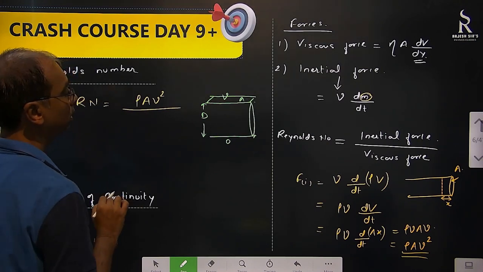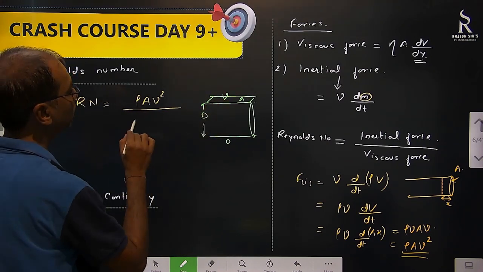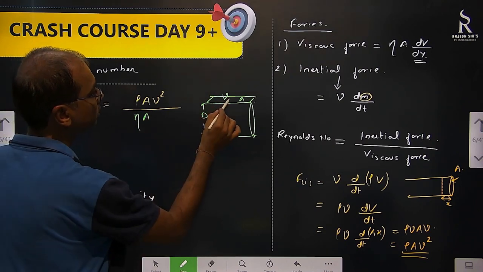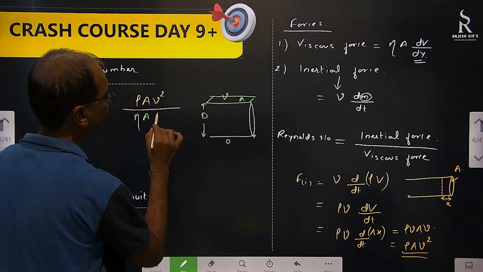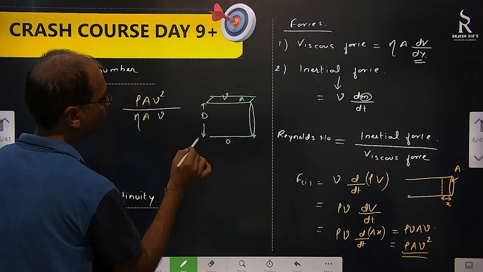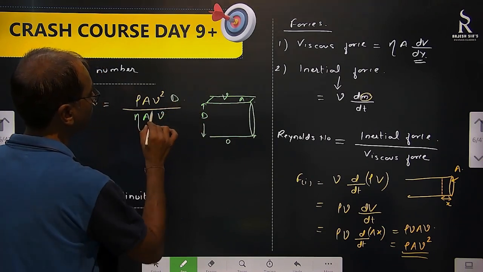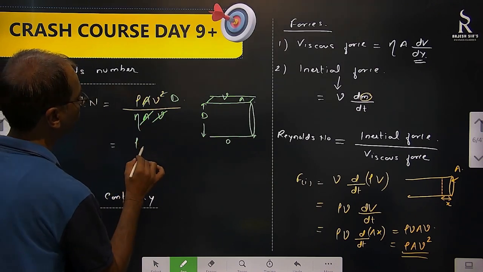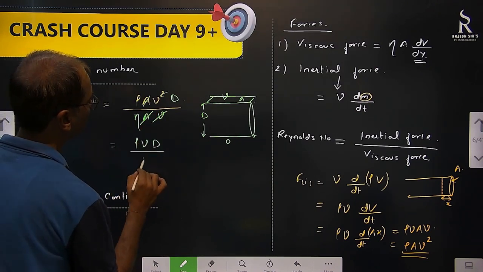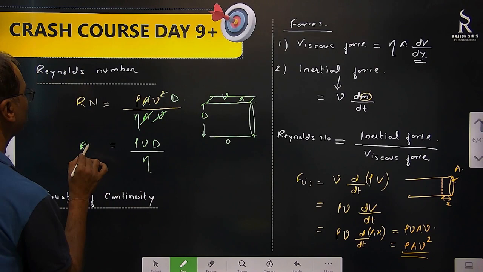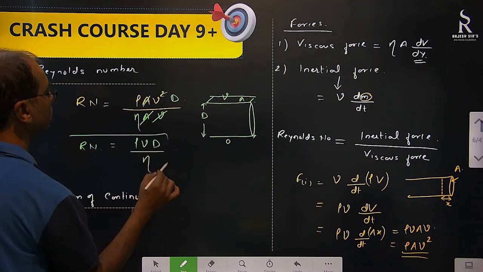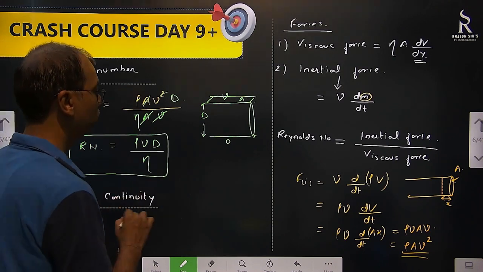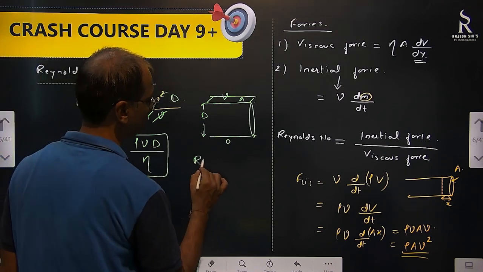Then into eta A dV by dy. Now dV means difference between here and here. So what is the difference? V by y. What is y? D. So A and V cancelled. So what we got? Rho V D by eta. This is the formula of Reynolds number.